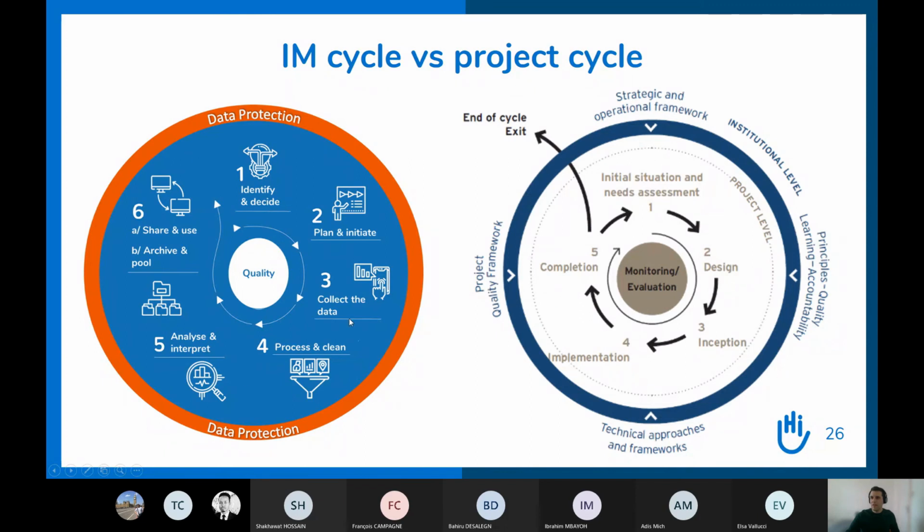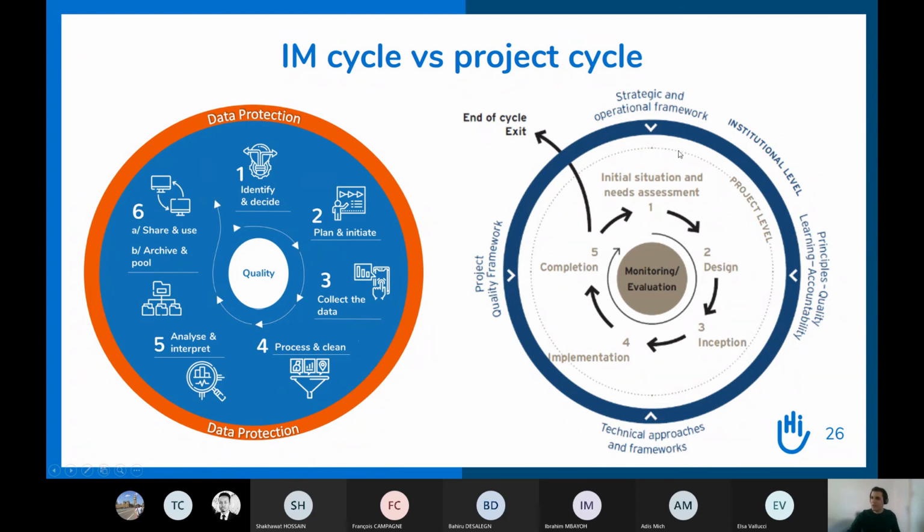And on the left, you have the IM cycle. So maybe you could be tempted to say, oh, these 2 cycles look a bit similar, so there is a parallel to draw, and maybe the initial assessment corresponds to the first phase, and so on. But actually, it's not working that way. These 2 cycles are really independent, because you can do data collection at different steps, and you can have a complete cycle on information management at each step of the project cycle.